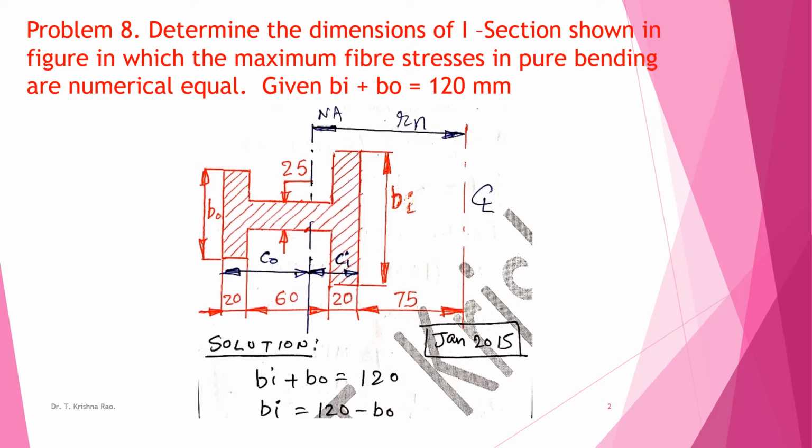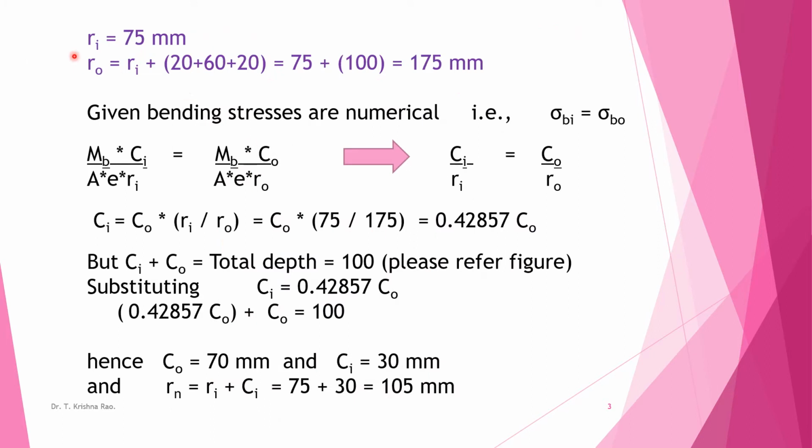There are two problems which I have done in this. This is the first one. Let's see how to do this. He has given Ri equal to 75 mm. Then R0 will be adding up all the dimensions, 75 plus 100 comes to 175 mm. These are the things given, and he has also given that the bending stresses are numerically equal. That is, sigma bending inside equal to sigma bending outside.